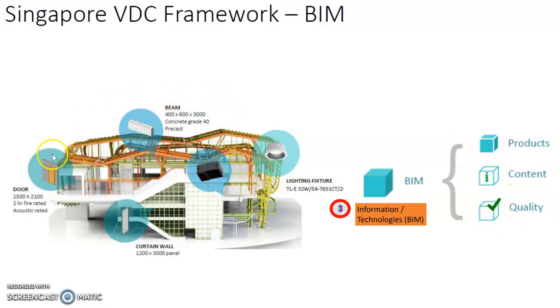You will appreciate that in the process of constructing a facility, many different types of information are going to be generated. Some types of information are what we call geometric information. An example is a beam, where what has been modeled is the dimension of the beam. So that is geometric information.